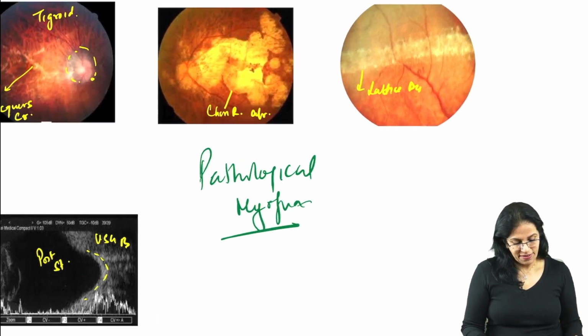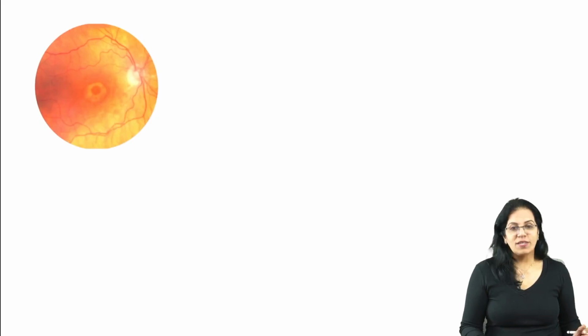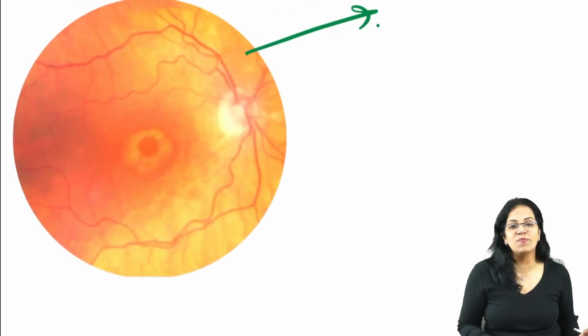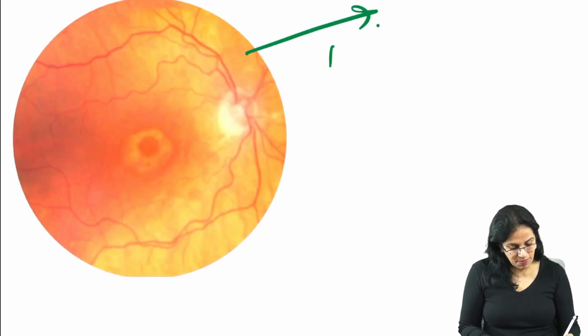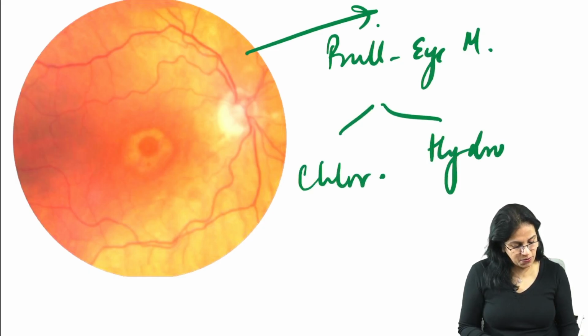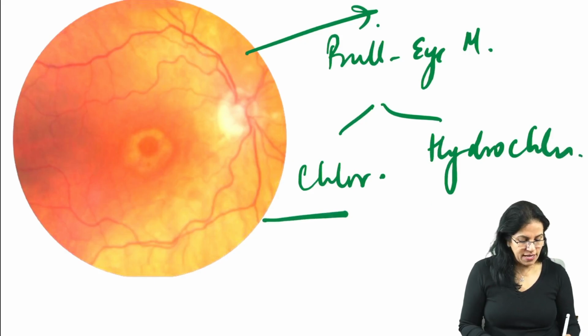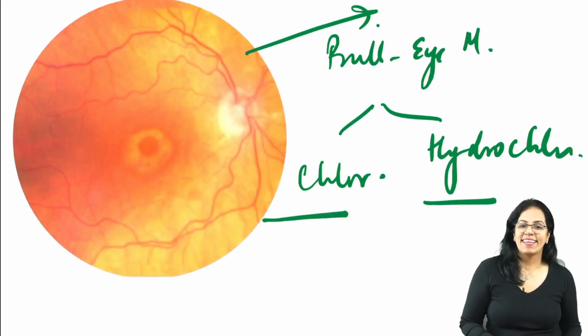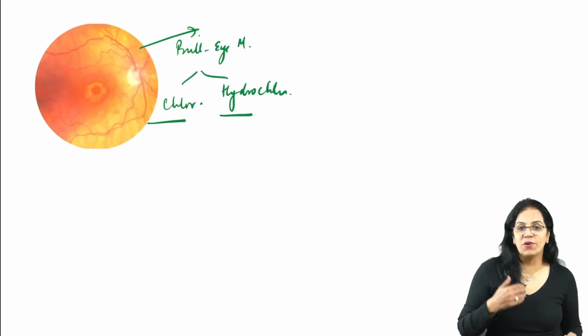We come to the next slide. What is this? Of course, this is your alternate areas of hyper and hypopigmentation. We are talking about bullseye maculopathy. At your level, just remember two main causes, chloroquine and hydroxychloroquine. Both can cause bullseye maculopathy. One more is cone dystrophy if you want to know more.